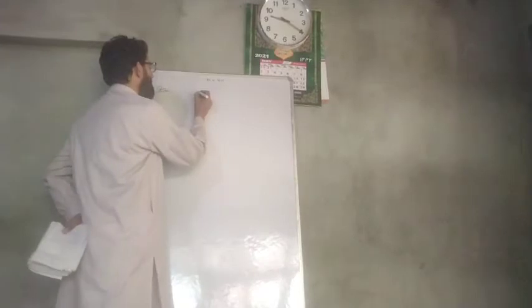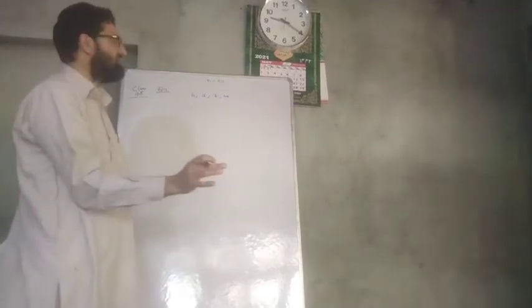So n is given here, n is 40, so we have to find the sum of 40 positive integers which are divisible by 6. Now what are the numbers which are divisible by 6? 6 ones are 6, 6 twos are 12, 6 threes are 18, 6 fours are 24, and so on. These are the numbers which are divisible by 6, and we have to find the sum of 40 such integers.